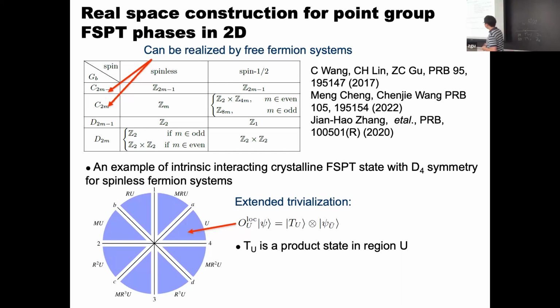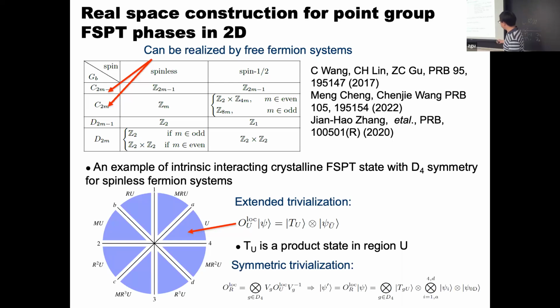Of course, we can also decorate something even non-trivial in the middle. But this decoration is just 0 dimensional, so it's also easy, just a 1D example. So here's the formula. Sometimes we call it symmetric trivialization. After trivialization, all these shaded regions are just product states, and the non-trivial things are localized onto this high symmetric line or high symmetric point. So that's the principle of this block state construction.